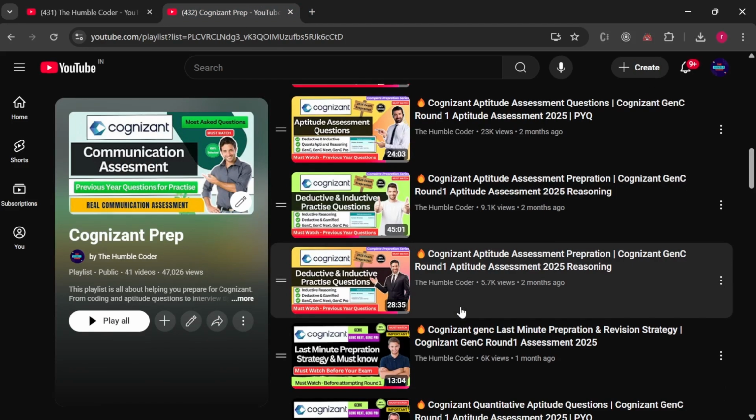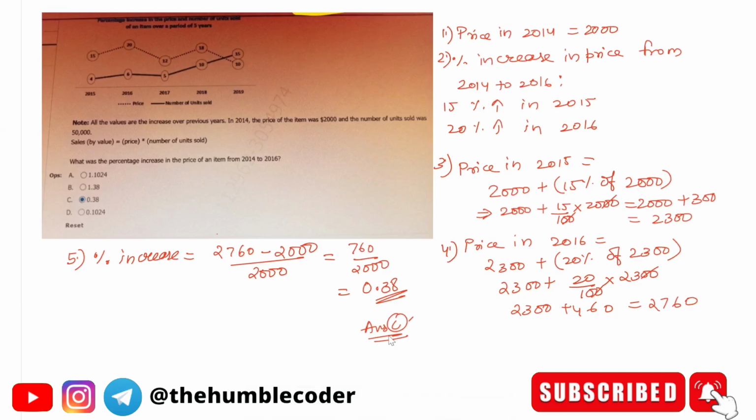So let's get started with our first question. Let's look at this question that we have. This is a question based on a graph, guys. You will be given a graph and you are asked some questions. Let's see the note first of all. All the values are increased over previous years. In 2014, the price of an item was $2,000 and the number of units sold was 50,000. So sales by value is equal to price into number of units sold. It is given to us, and we are asked what was the percentage increase in the price of an item from 2014 to 2016. Here some data is given, that is the percentage increase in the price and the number of units sold of an item over a period of 5 years.